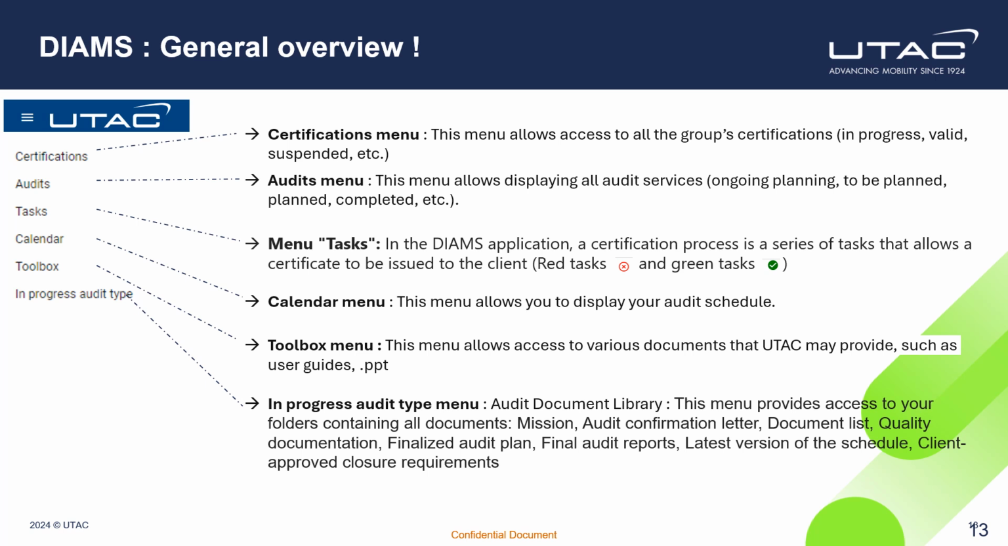Menu Toolbox. This menu provides access to various documents that UTAC can make available, such as guides, PowerPoint presentations, meeting minutes, various information, and the FAQ list. Menu In Progress Audit Type. This menu provides access to your folders containing all documents: mission, audit confirmation letter, document list, quality documentation, finalized audit plan, final audit reports, latest version of the schedule, client-approved closure requirements, etc.